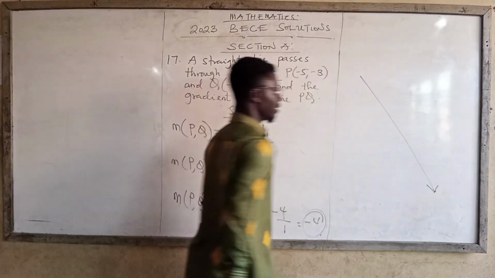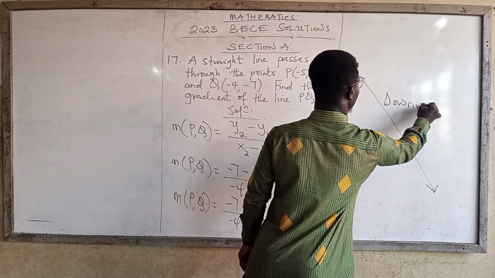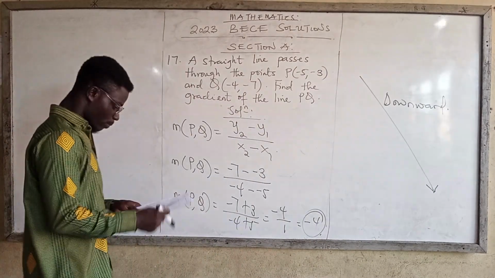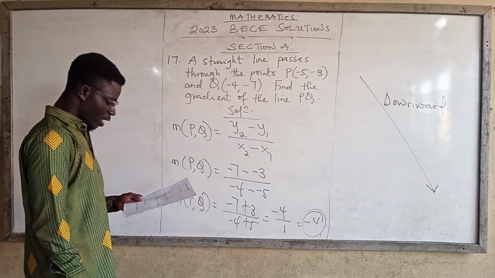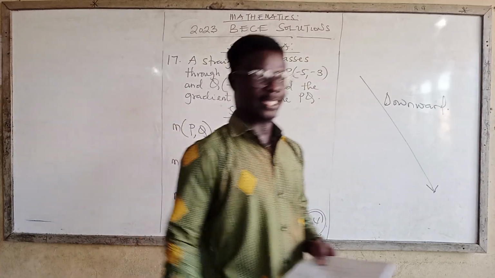The line is decreasing. It's a downward slope. So the answer is option A for apple. Let's proceed to question 18.